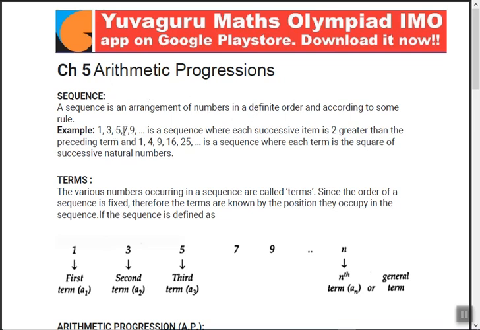So in 1, 3, 5, 7, 9, each successive item is 2 greater than the preceding term. You understood that. Similarly over here, see: 1, 4, then 3 added, 4 to 9, 5 added; or 3, then 5, then 7. See here, there is again a definite order. So this is also known as a sequence.